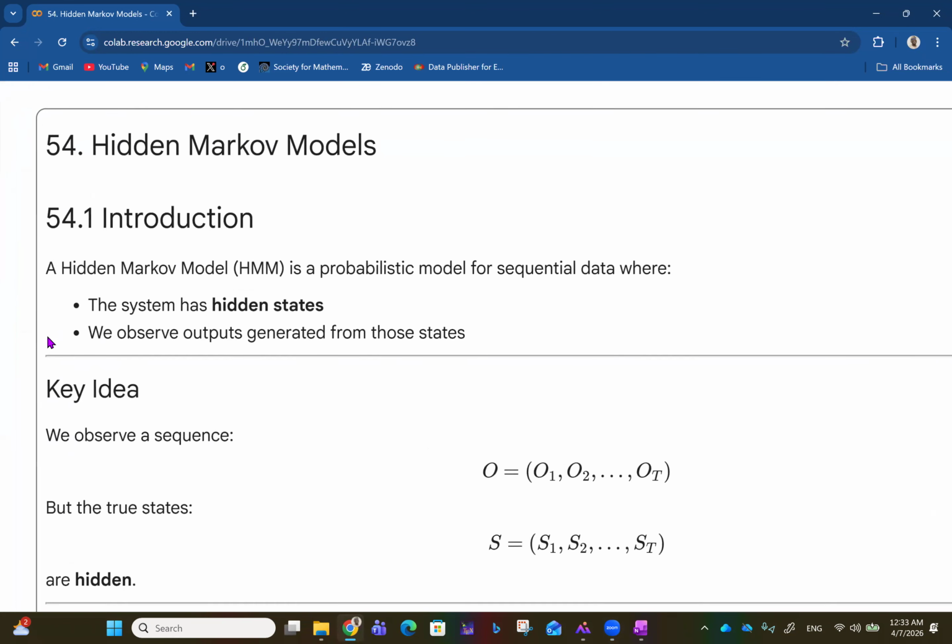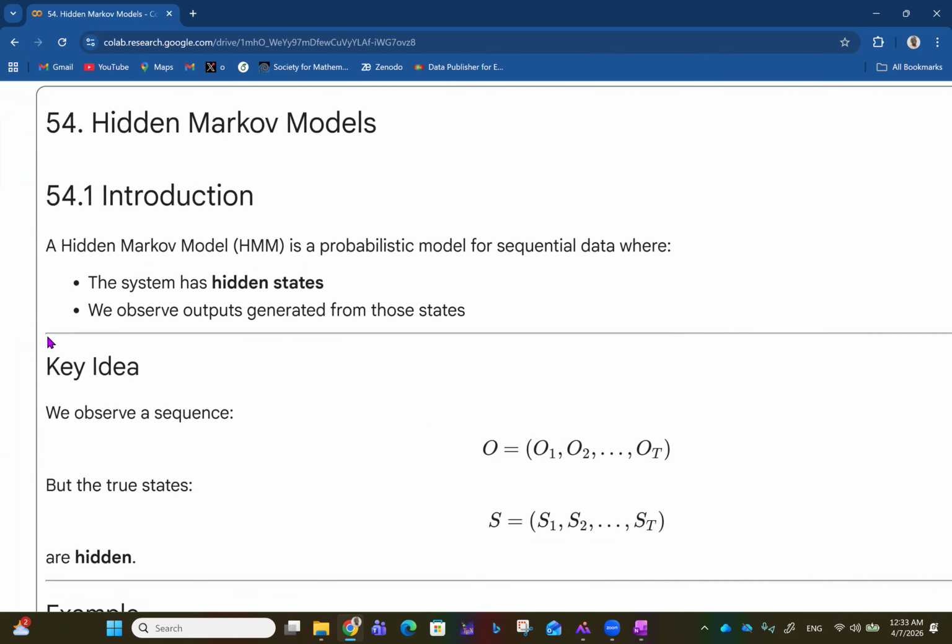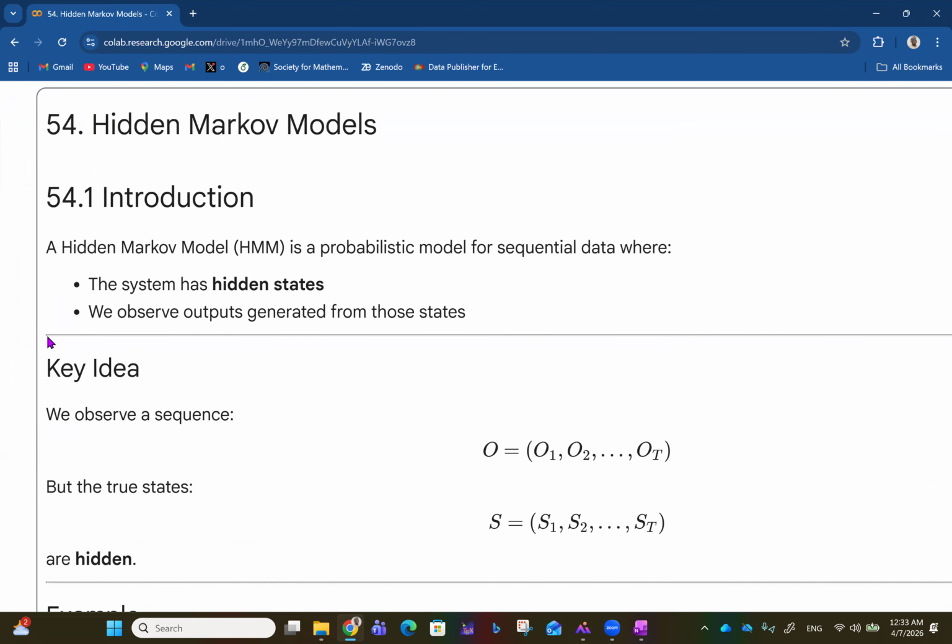First of all, a hidden Markov model, HMM, is a probabilistic model for sequential data where the system has hidden states. We observe outputs generated from those states. Interestingly, I'm currently applying this to one of my research where you have time series data, or even any kind of data at all, you can regroup the data in such a way that you can find hidden states in the data. So you can find different regimes in the data.